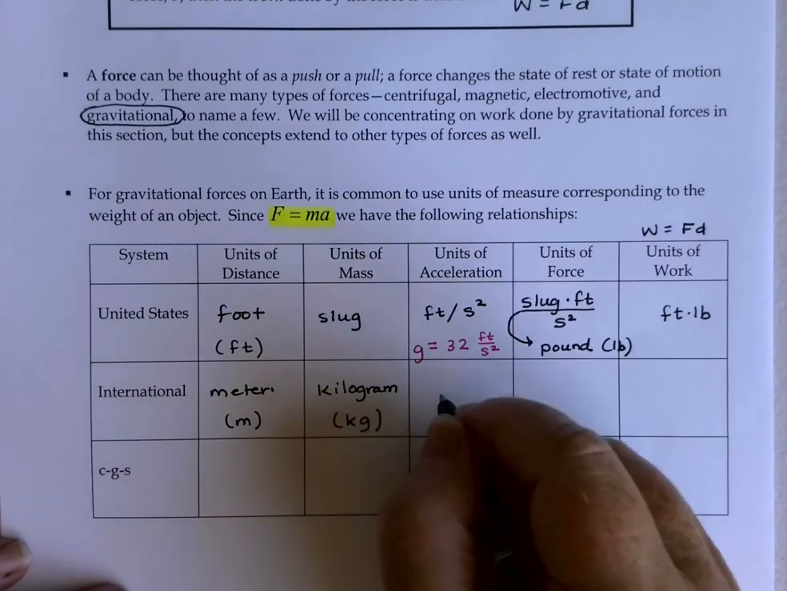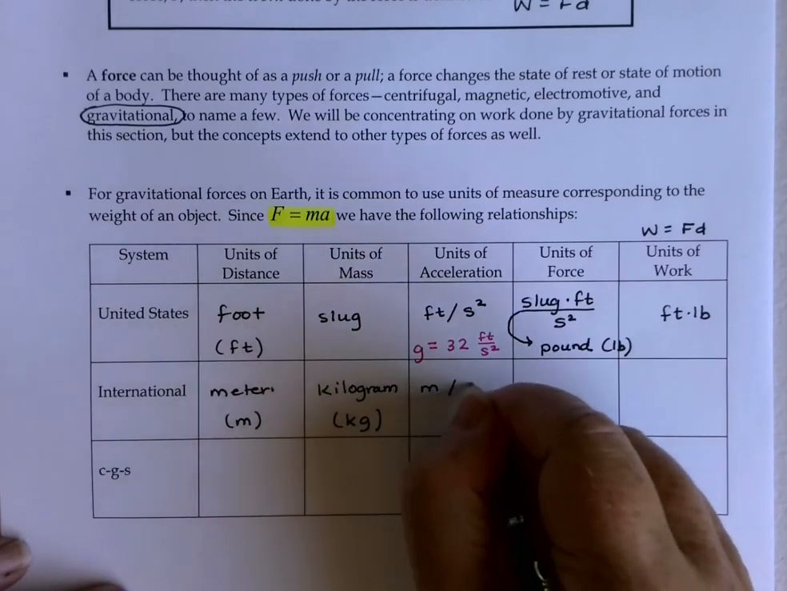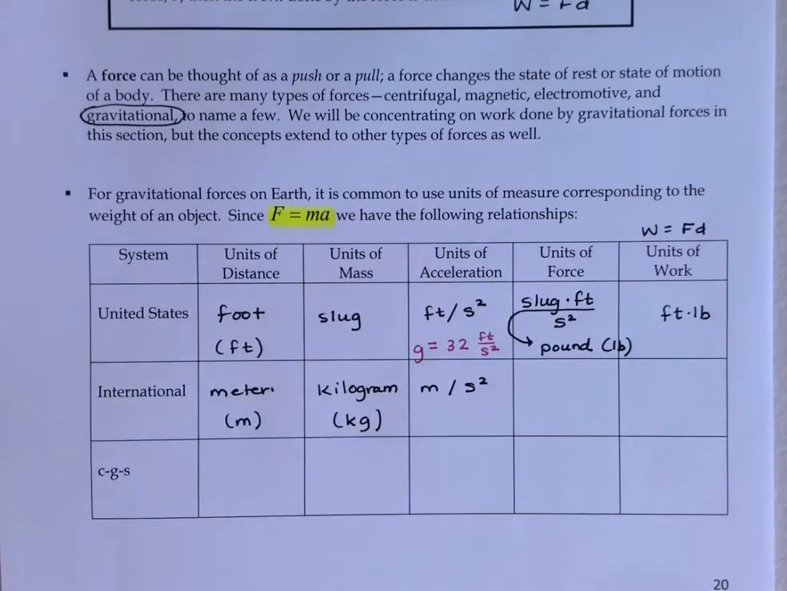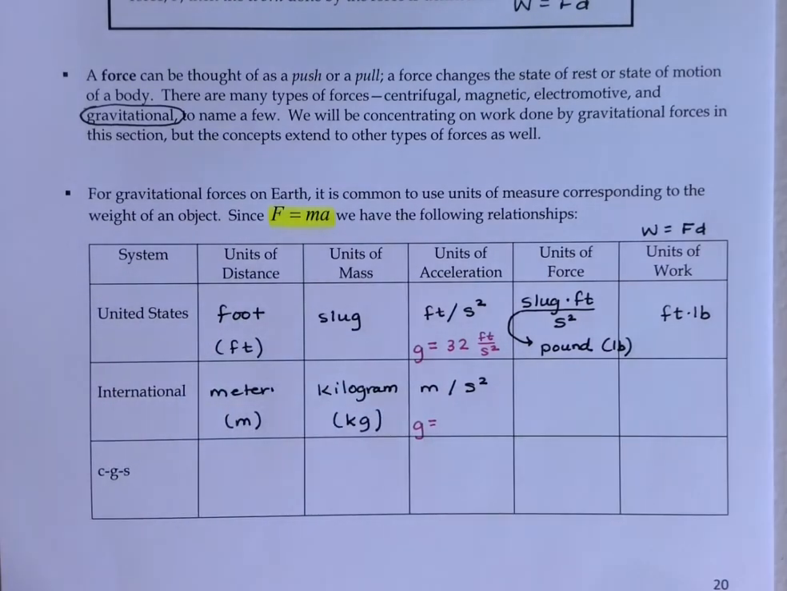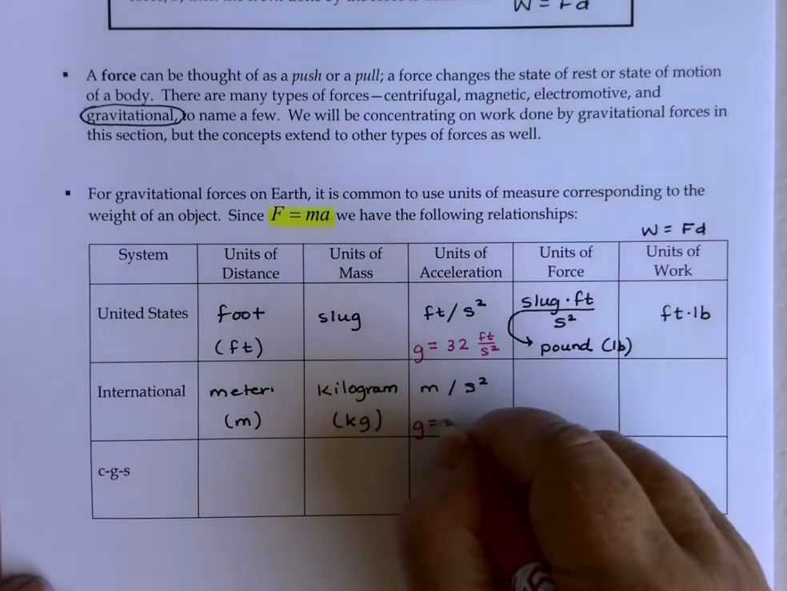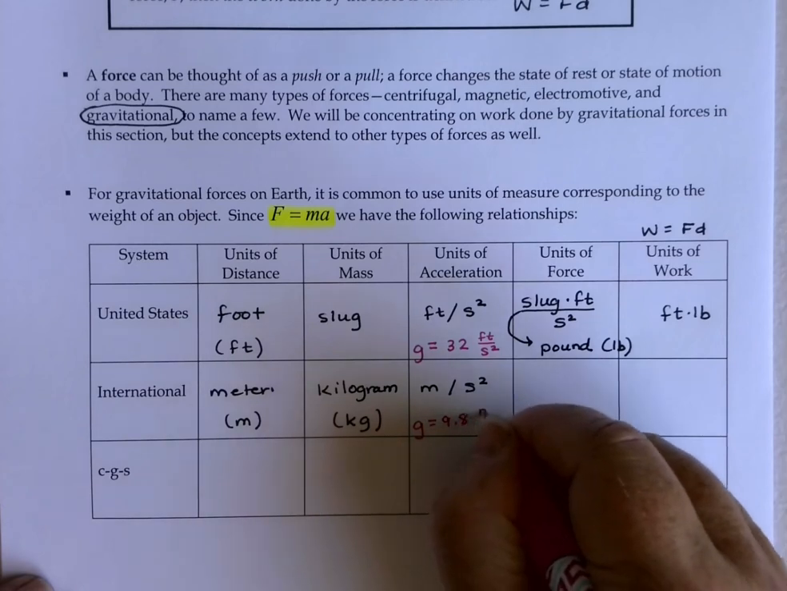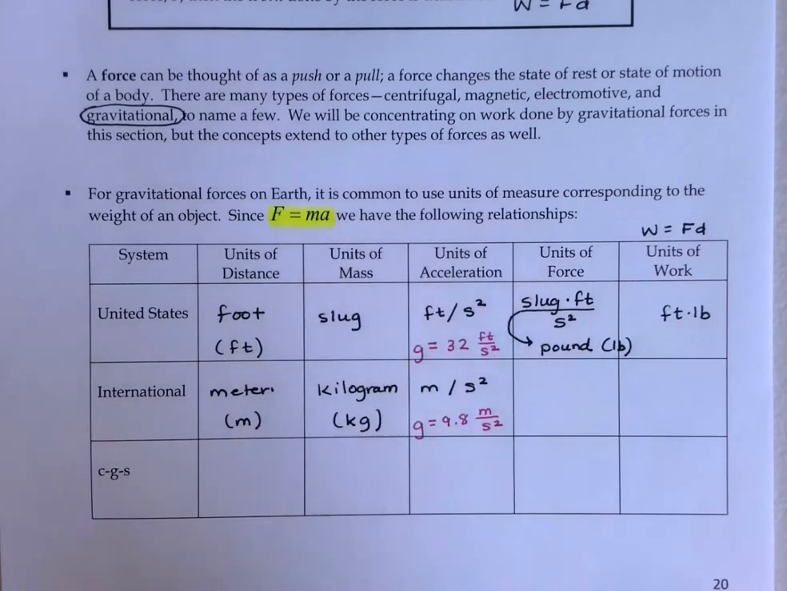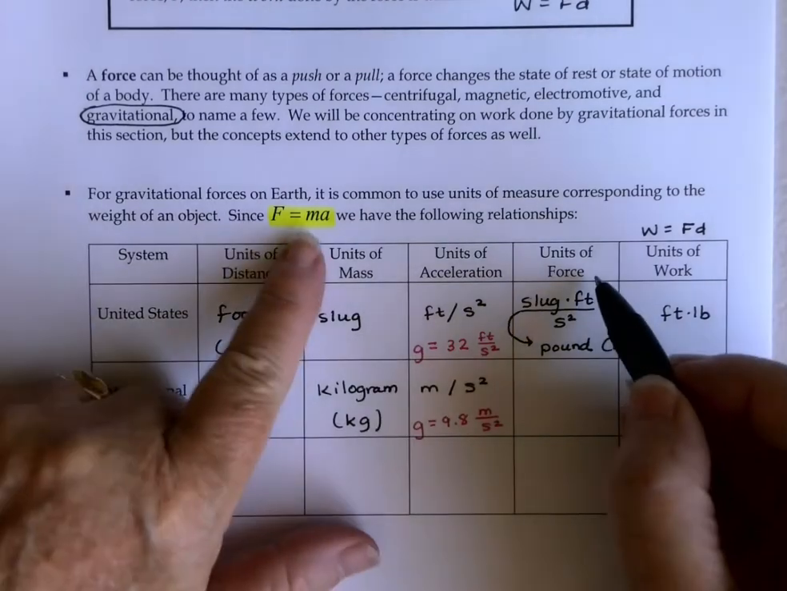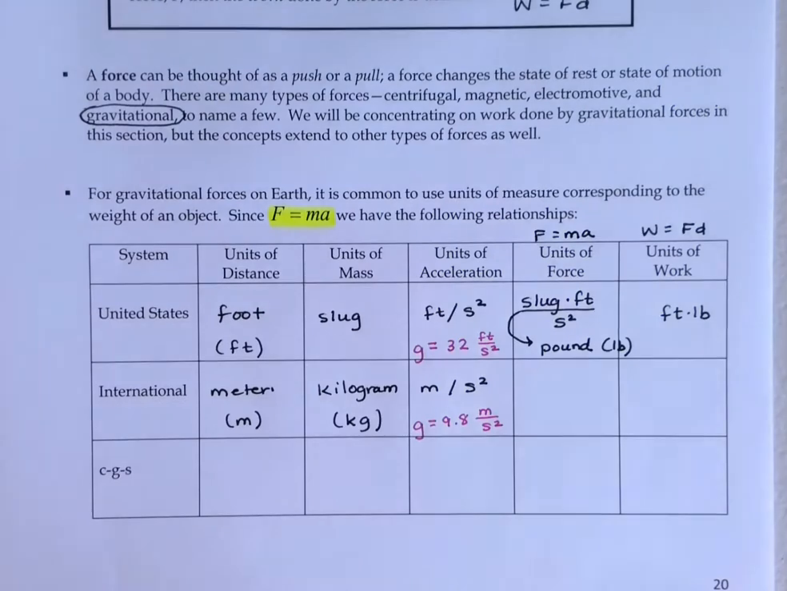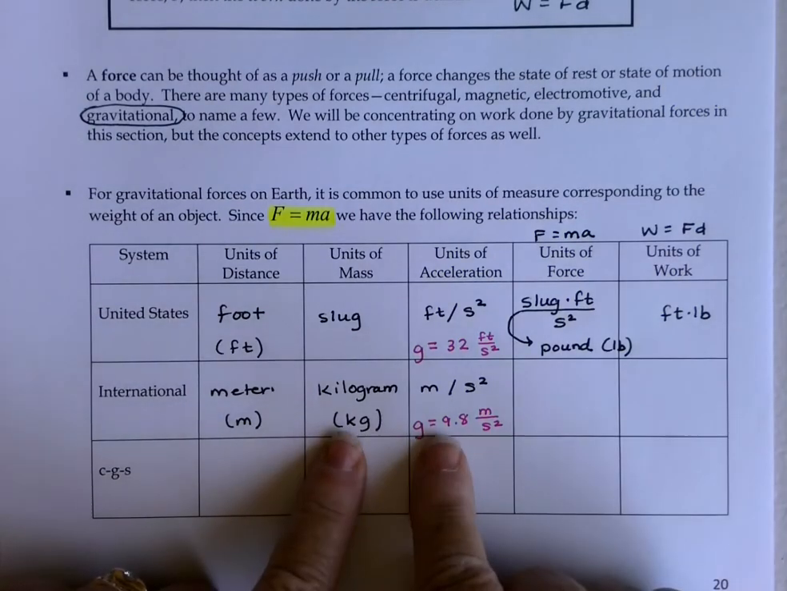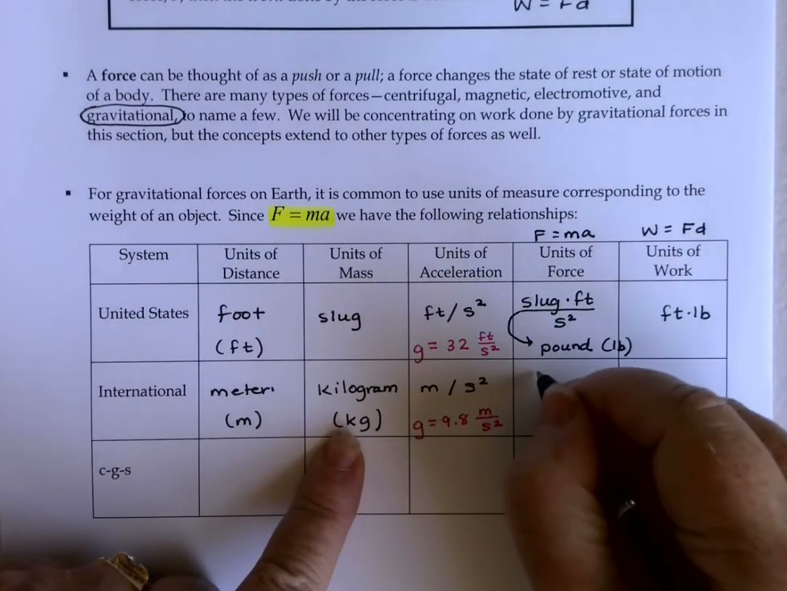And our units of acceleration then are meters per second squared. The gravitational constant, the acceleration due to gravity in this system, would be 9.8 meters per second squared. Okay. All right, force, mass times acceleration. I'll put this up here too. Mass times acceleration would be kilograms times meters per second squared.